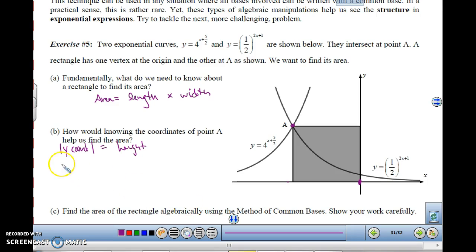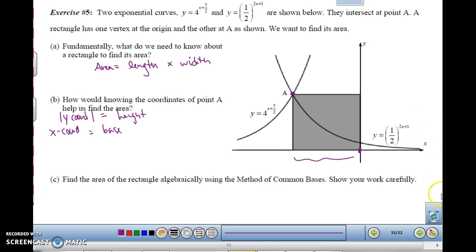Okay, and the x-coordinate of point A, whatever that would be, would give us this value down here, and that would give us the base. All right, so if these two curves create this point, that means that they would be equal to each other. So if we could use substitution, algebraically, 4 to the x plus 5/2 is equal to 1/2 to the 2x plus 1.